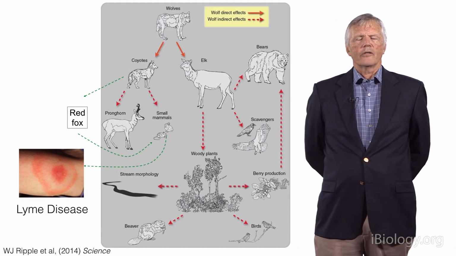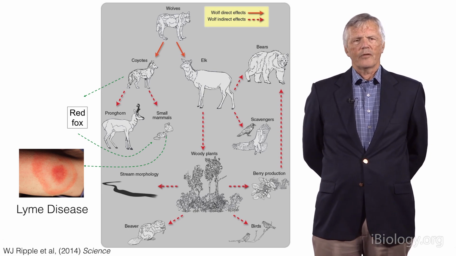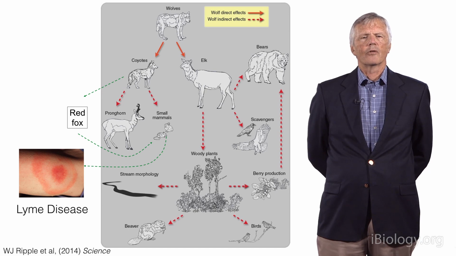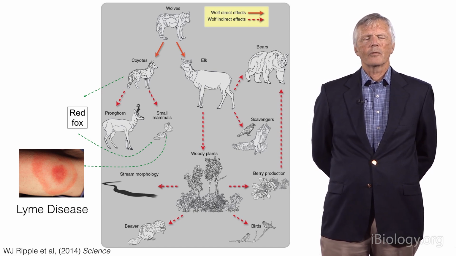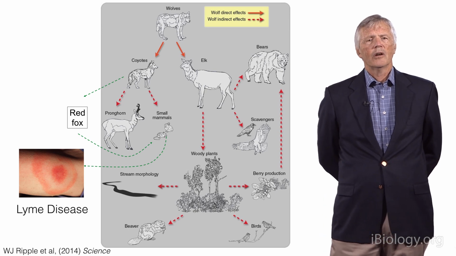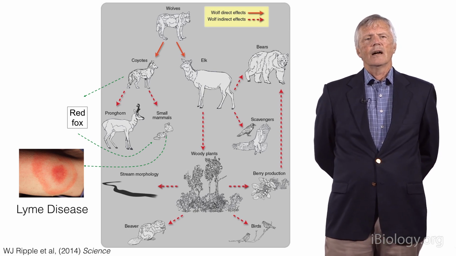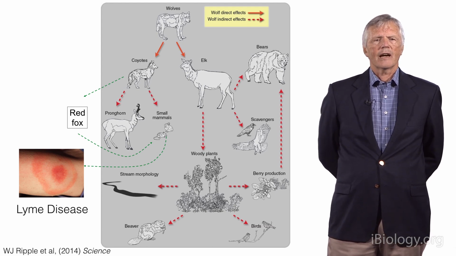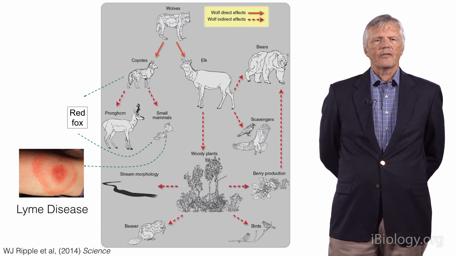As a consequence of these various studies, we can see that gray wolves actually have a variety of strong knock-on effects in this system, in places that we might not have ever expected to see them. We can see that wolves have an effect on coyotes, which in turn has an effect on the prevalence of Lyme disease.